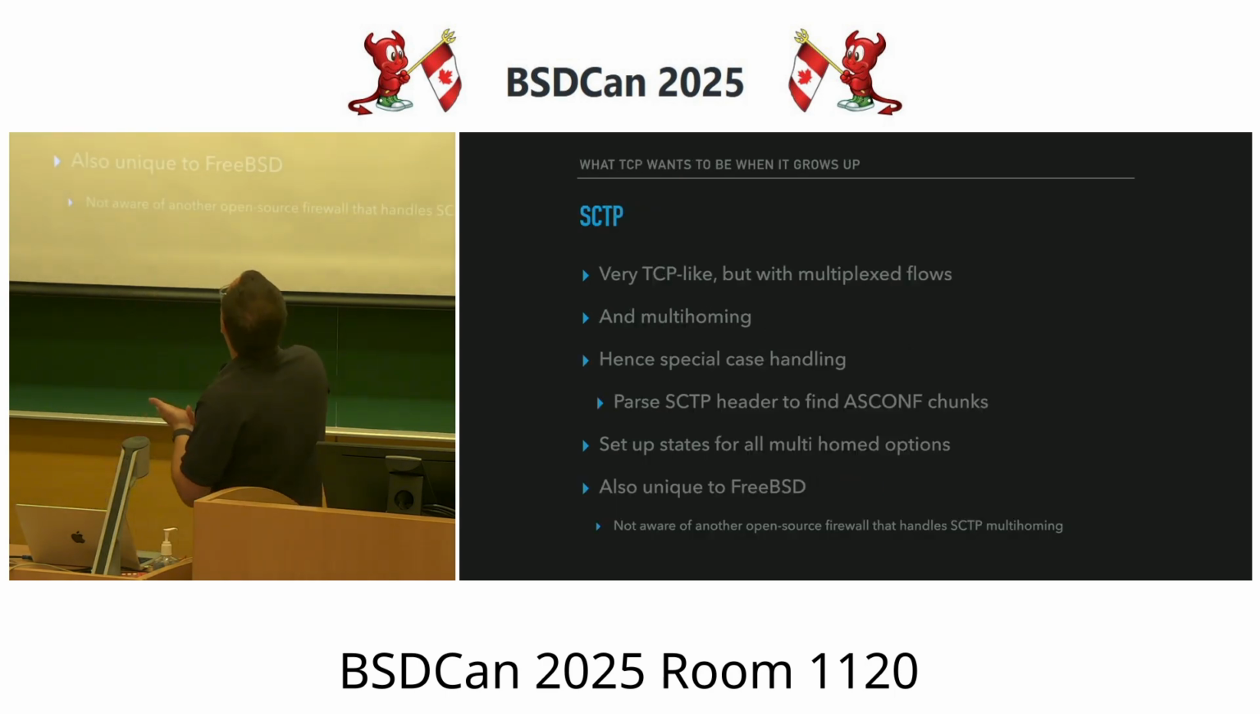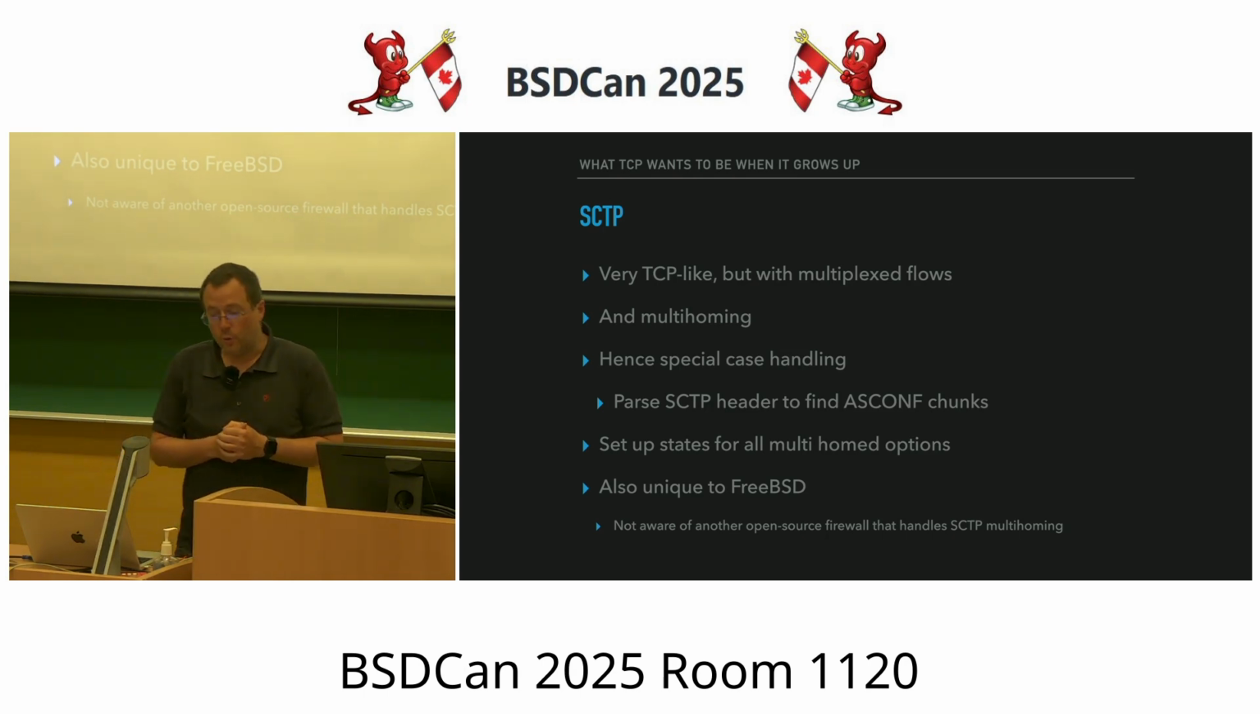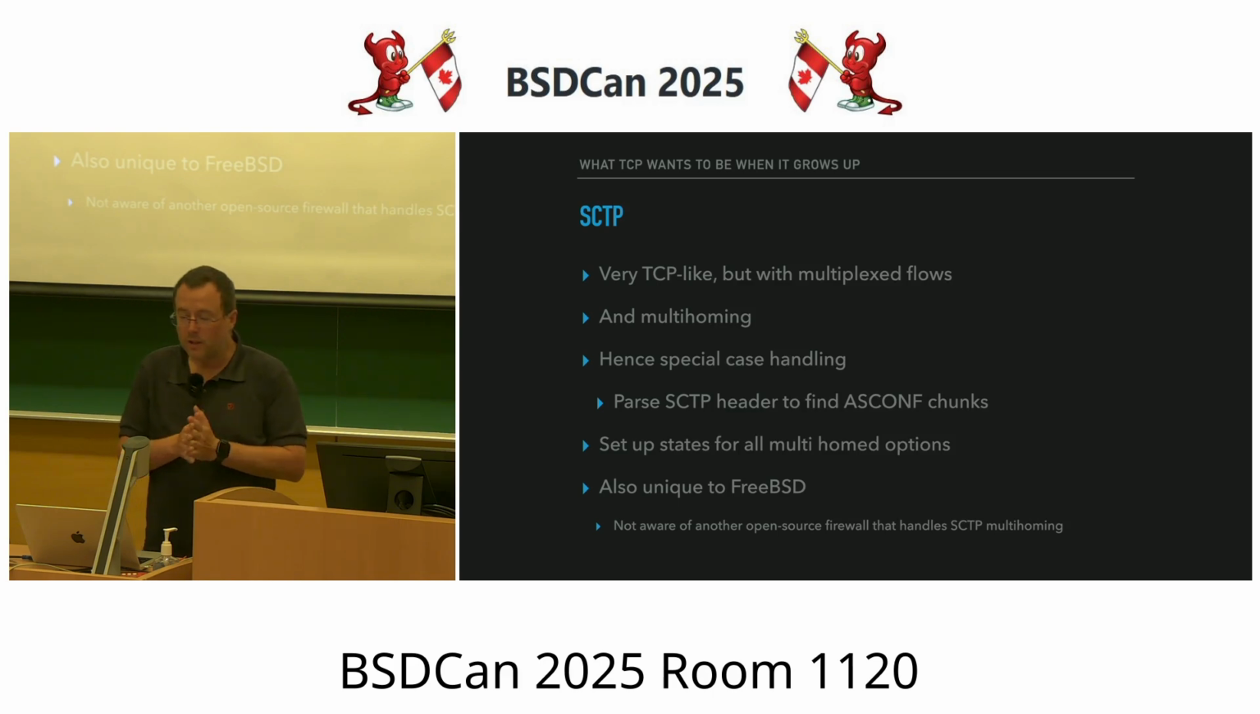Next one, SCTP, also an Orange project. Those of you who don't know, think of SCTP as TCP, but with multiple flows embedded within it. It is the unholy love child of TCP and UDP.